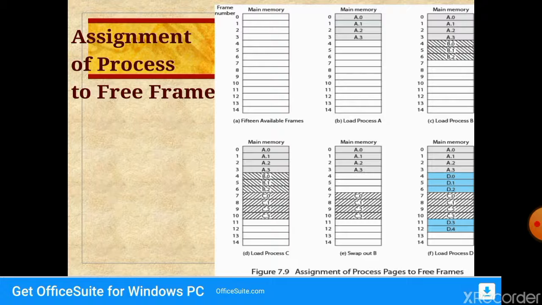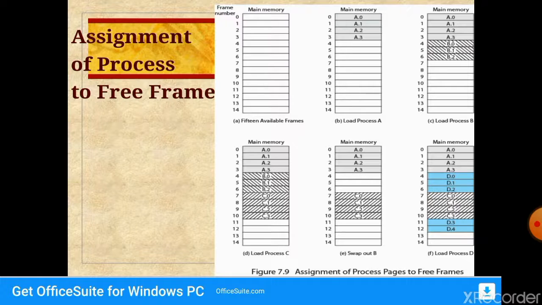Let us consider there are 15 frames available in main memory, and there is a process A which occupies 4 pages in virtual memory, namely A0, A1, A2 and A3. Each of these is a page number in virtual memory. The 4 pages of process A are loaded into 4 frames in main memory. The frame numbers occupied by process A in main memory are 0, 1, 2 and 3.